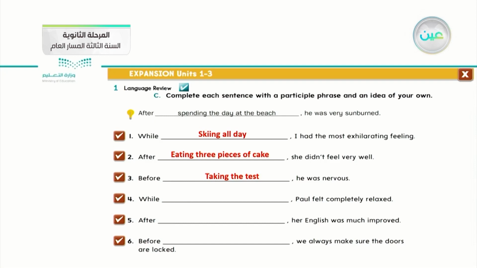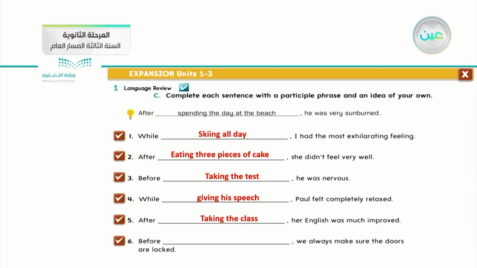And number 4, while space, Paul felt completely relaxed. So what do you think it is? While giving his speech, Paul felt completely relaxed. So while giving his speech, what happened to him? Completely relaxed. And number 5, after taking the class, her English was much improved. So what was happening before taking his class? He didn't improve. But after taking the classes, her English was much improved.